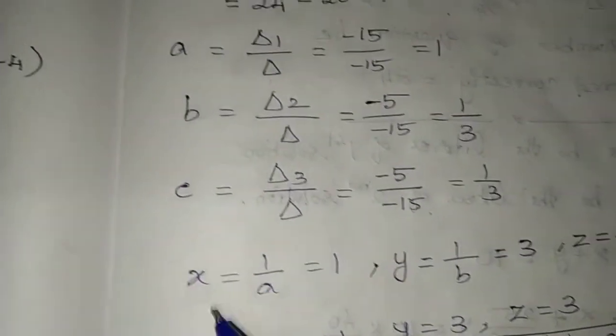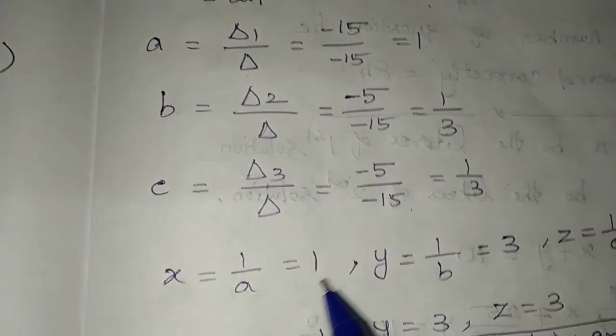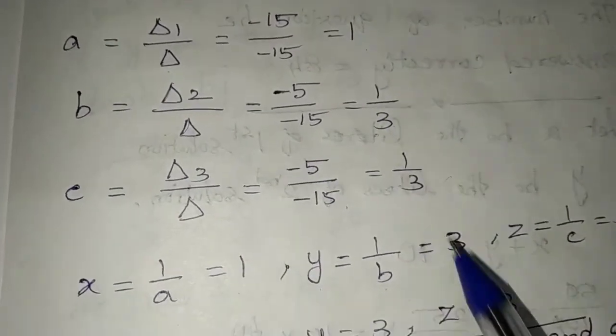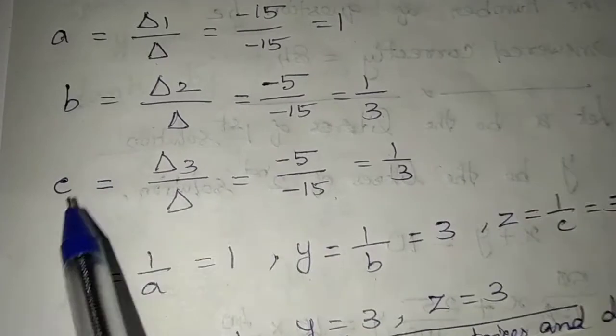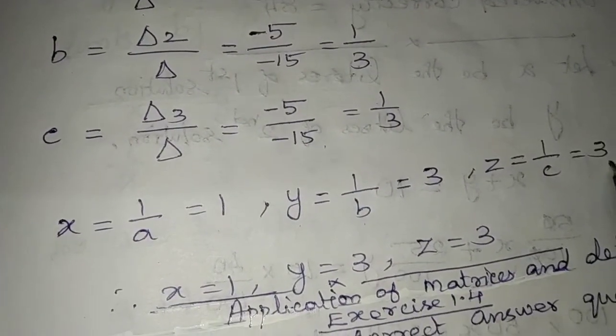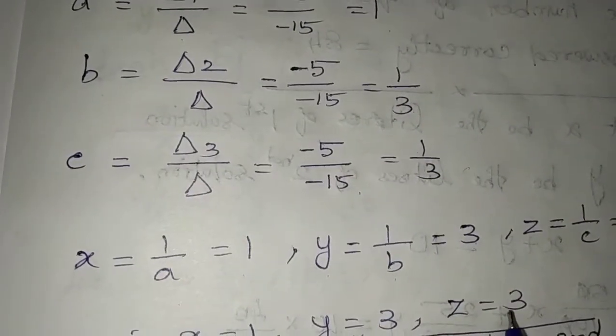x equal to the reciprocal of a, that is 1. y equal to 1 by b, b reciprocal, 3. z equal to 1 by c, c reciprocal, 3. Therefore, x equal to 1, y equal to 3, z equal to 3.